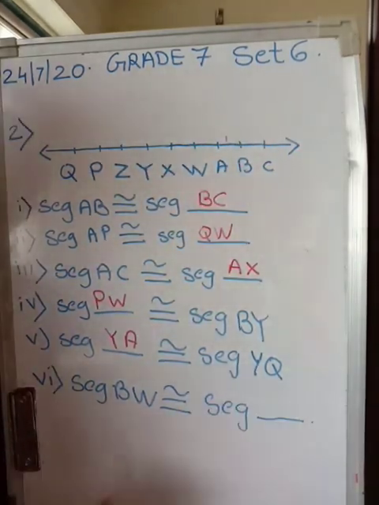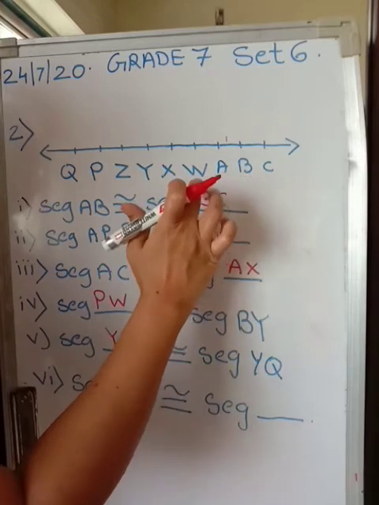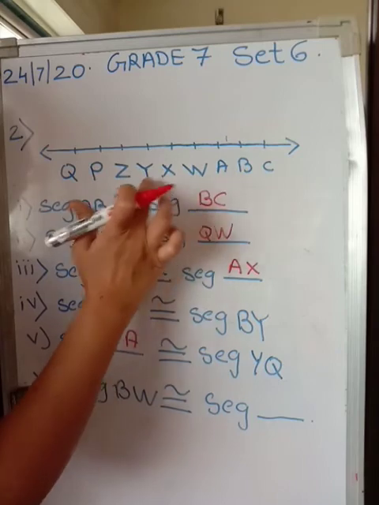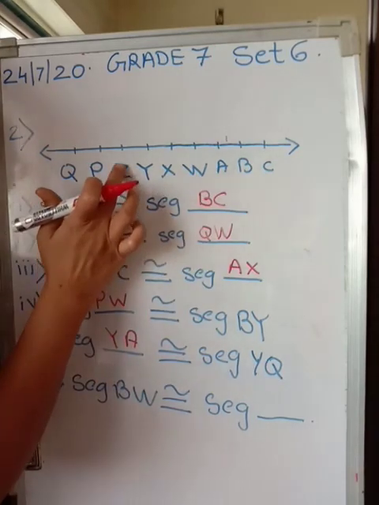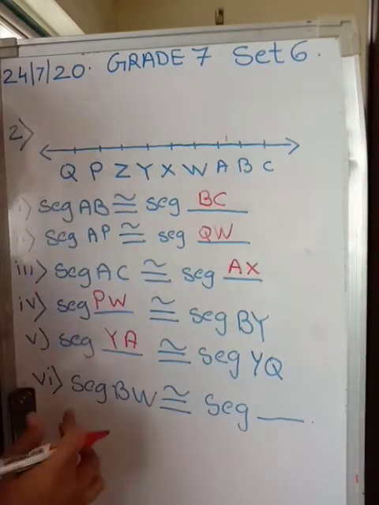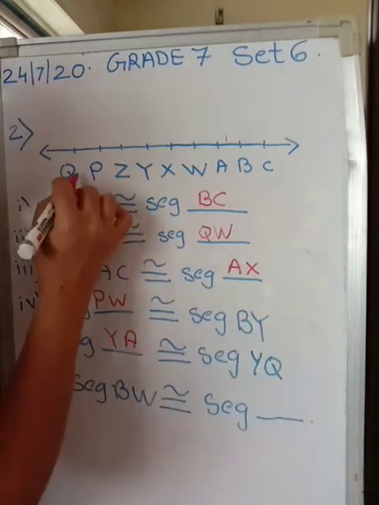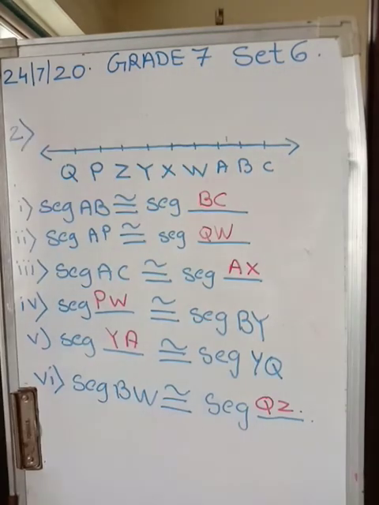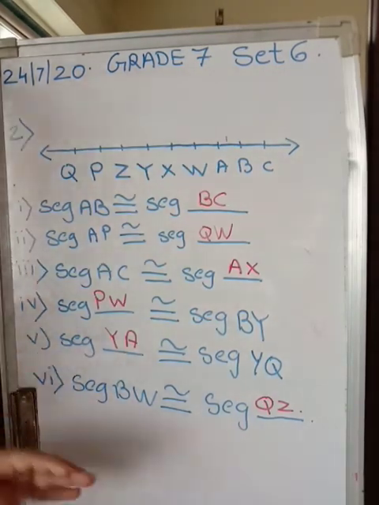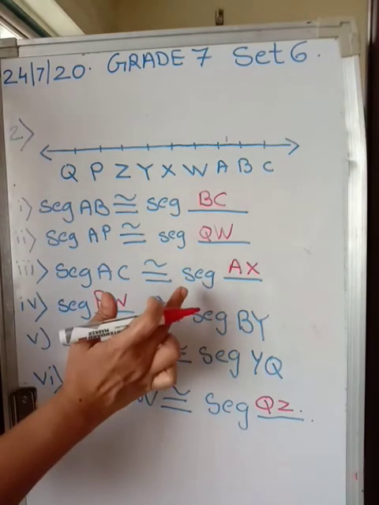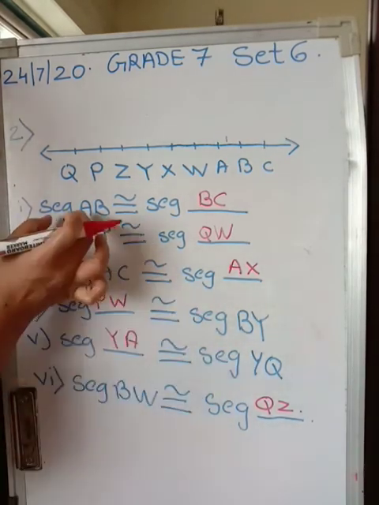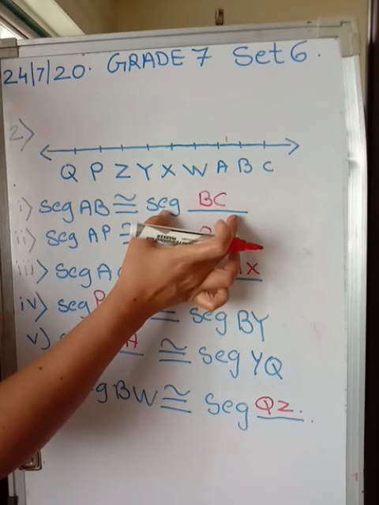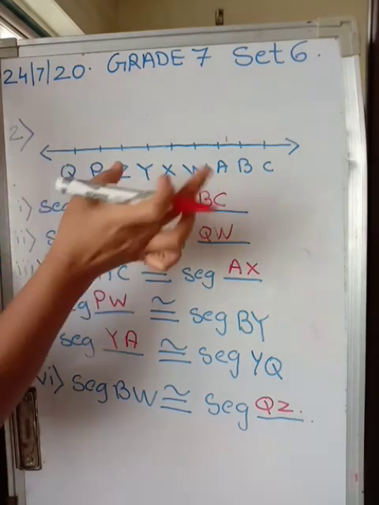Segment BW is congruent to which segment? BW. 1 and 2. So only 2 units. So it can be WY also. If I start from Z, it can be ZQ also. You can write anything. BW is congruent to segment QZ also. So these are not the only answers. Many possibilities of answers are there, provided the length between these points or this segment and this segment should be the same. You can take any points.